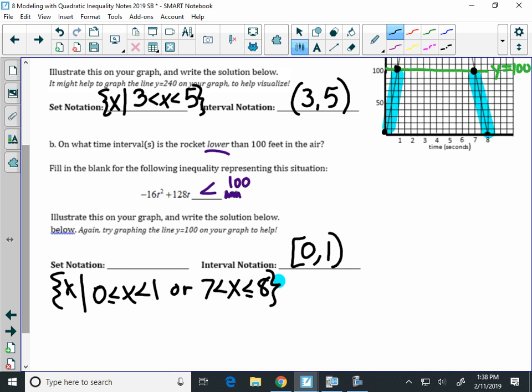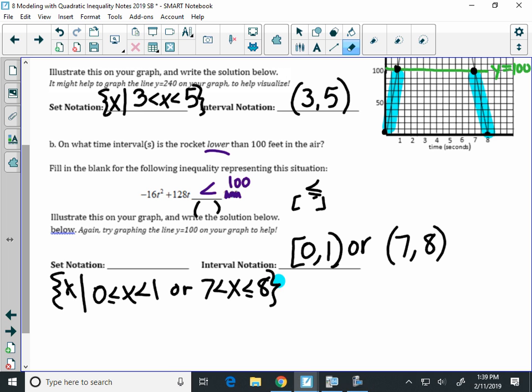Parentheses have to do with the symbol that's right here. This is a strict inequality, so it gets parentheses. If it was less than or equal to, you would use square brackets. So then we use the word or, and then we write this inequality from 7 to 8. And I'll just use parentheses here so that I don't confuse you.